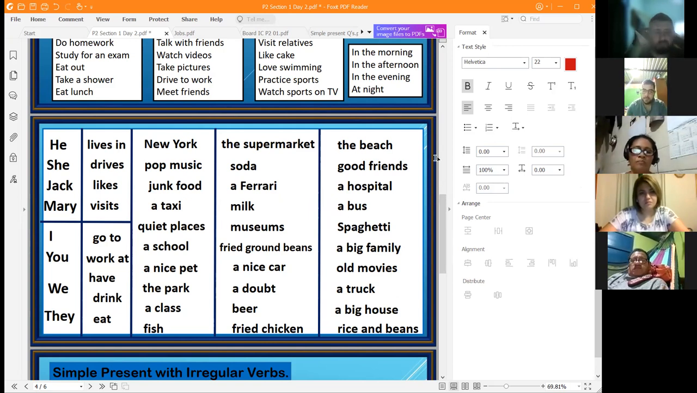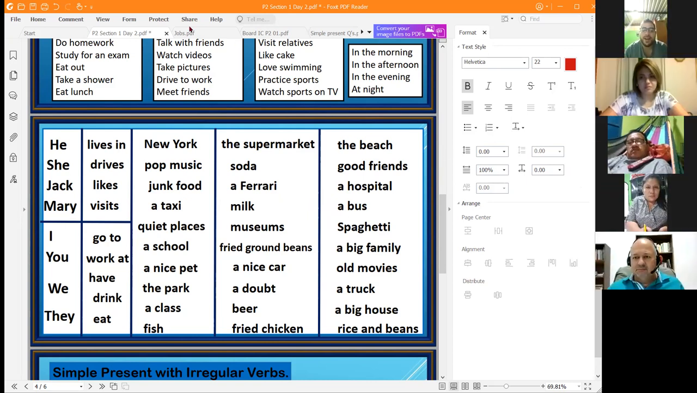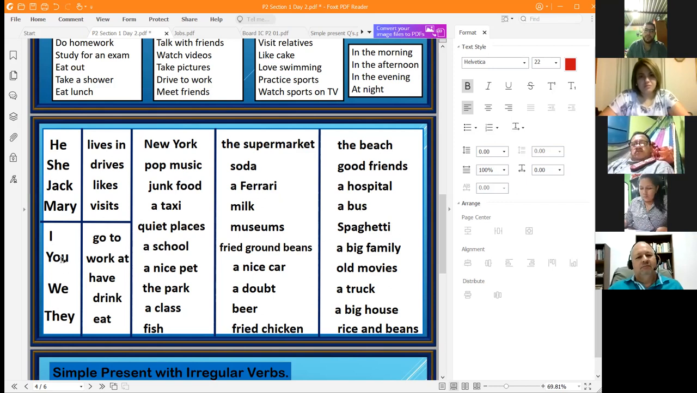Volunteers. Raul? Perdón, ¿puede explicar otra vez? Sure, no problem. Okay, from here, these ones are the verbs. He lives, she drives, Jack likes, Mary likes, but you can combine. Mary lives in, or he visits, Jack drives, she likes, etc. But these ones, you say, I go to, I work, we have, we drink, they go to, etc. That's why they are separated. This is for the third person and this for the others that are not third person.